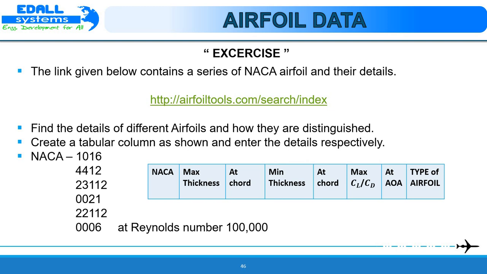This is the tabular column. The first column has the NACA series, that is the number. Then find out the maximum thickness, at what percent of the chord, the minimum thickness, at what chord, again the maximum CL by CD, at what angle of attack, and the type of airfoil, whether it is a symmetrical or a cambered airfoil. The answer for the exercise will be given at the end of this chapter.